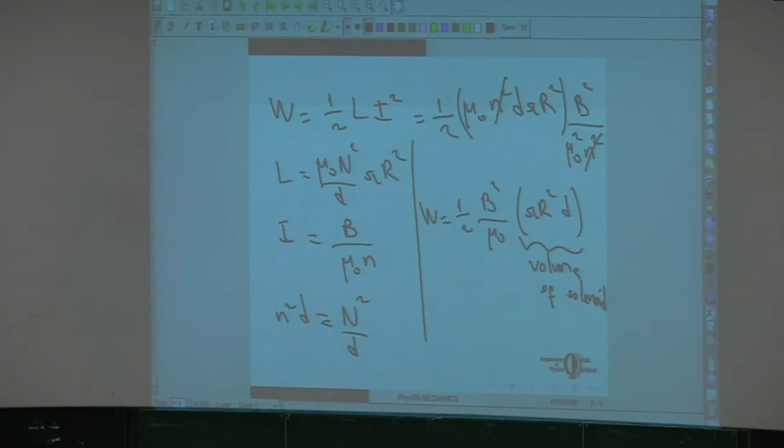Now, if that is the volume of my solenoid, this I can just say is the energy stored in my solenoid per unit volume. But that is the energy density.